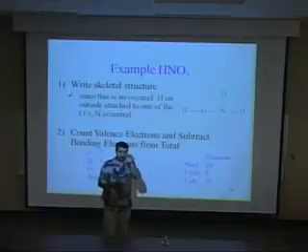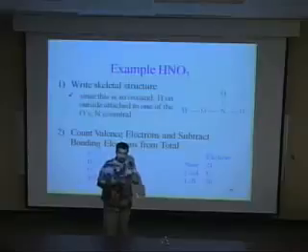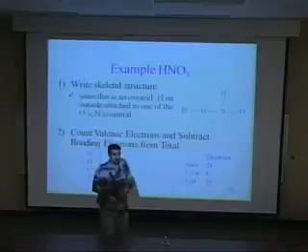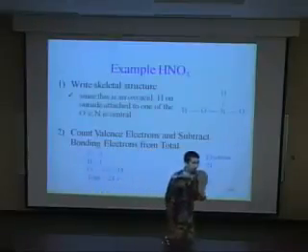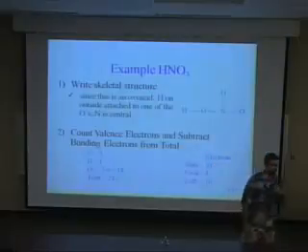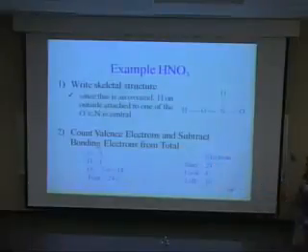Realize that, okay, I've got an N. Draw a line to an O. Draw a line to an O. Draw a line to an O. And then off that O, draw a line to an H. Okay? Now realize that everywhere you've just drawn a line represents what? Okay? 2 electrons, right? 2 electrons being shared.